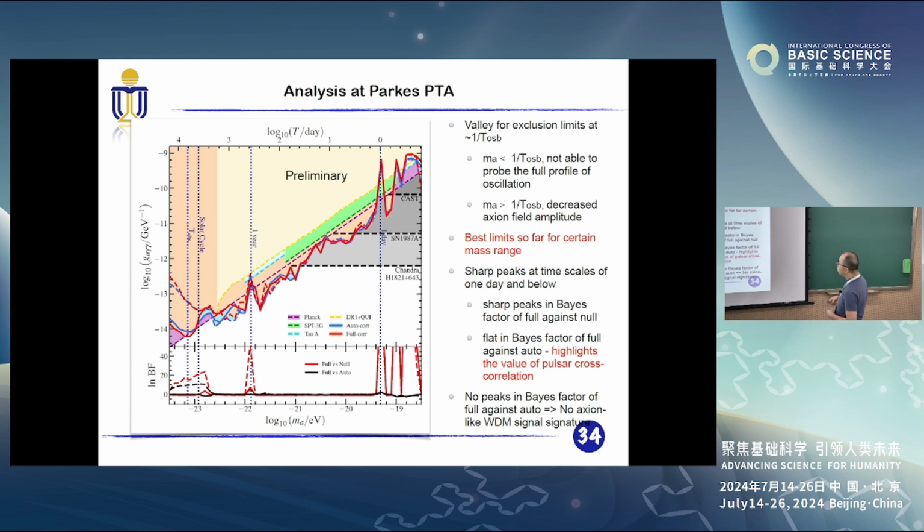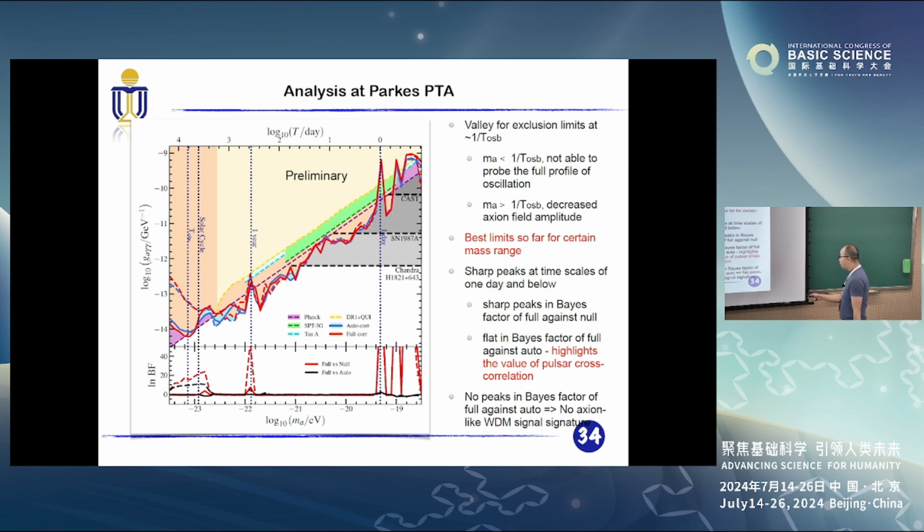And in addition to these features, from these curves, we can see some sharp peaks for relatively large axion mass. And then a question is whether these sharp peaks are caused by signals. And to answer this, what we need to do is just to calculate the Bayes factors.